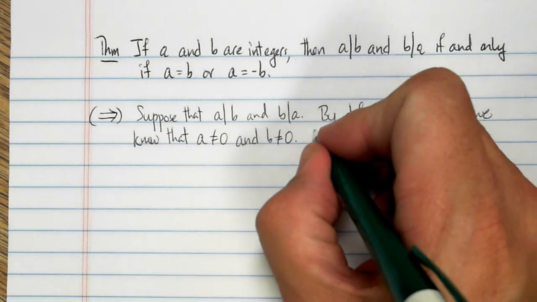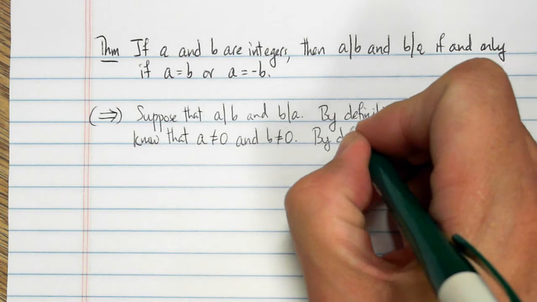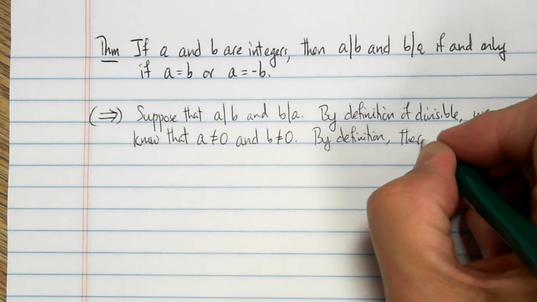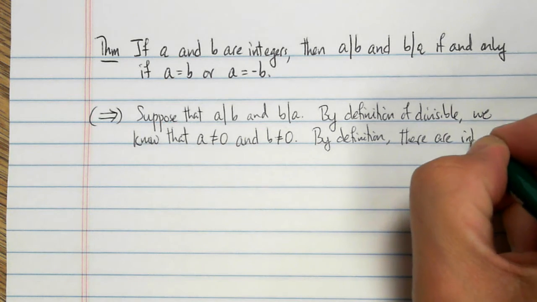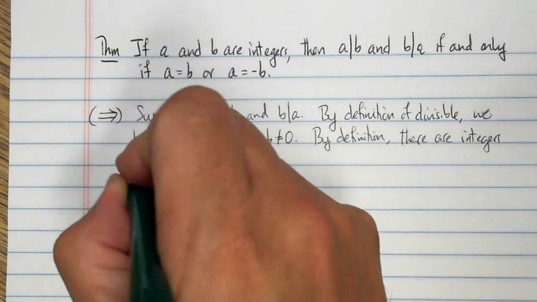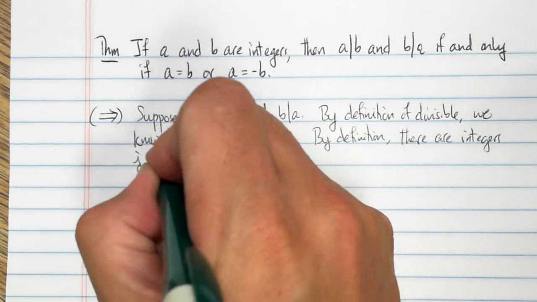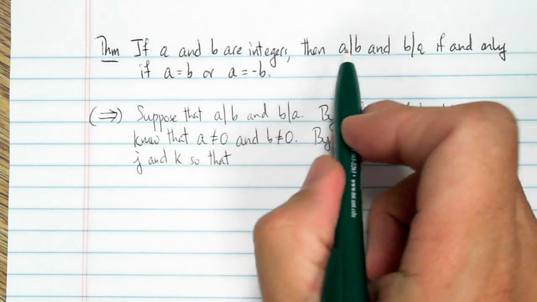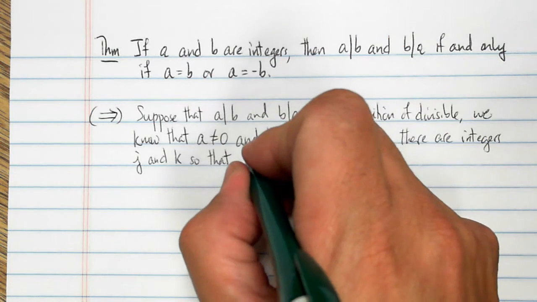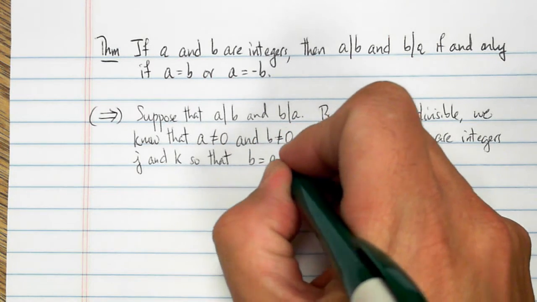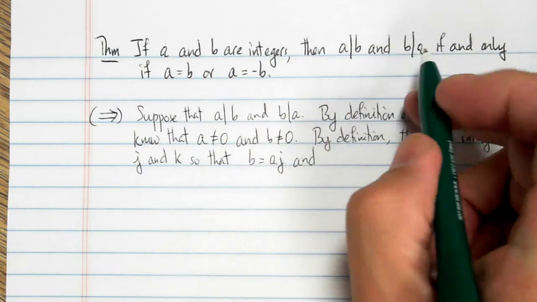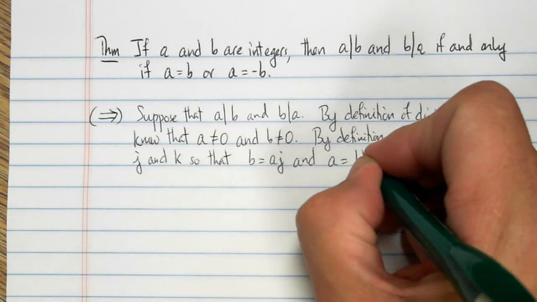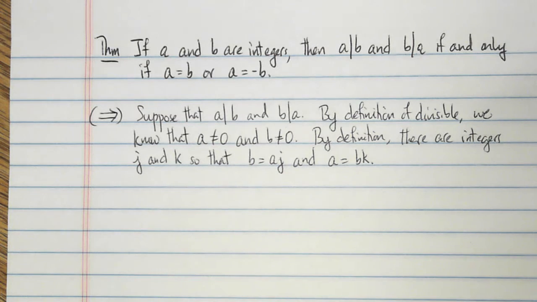Okay, by definition, there are integers j and k, so that, well, from the first one, if a divides b, then I can write b is equal to a times j. Also, if b divides a, then I can write a is equal to b times k, for some integers j and k.